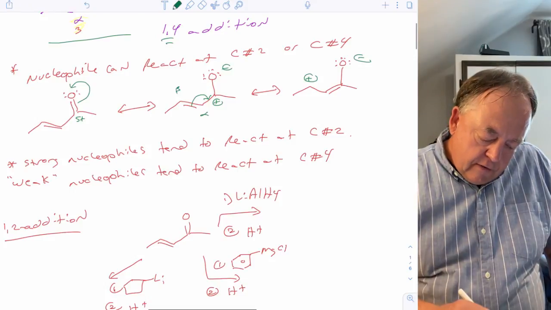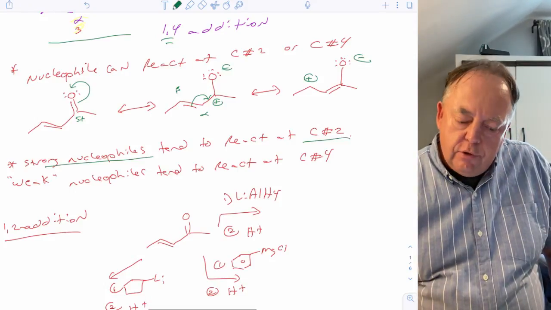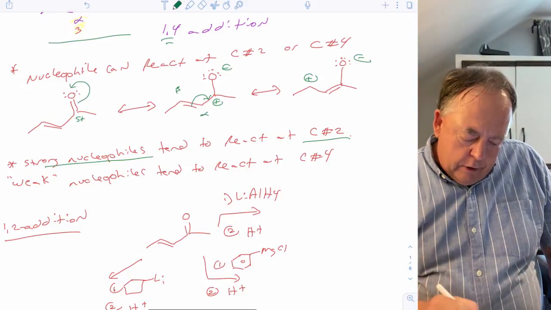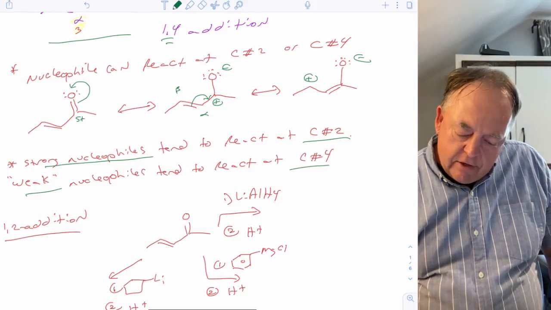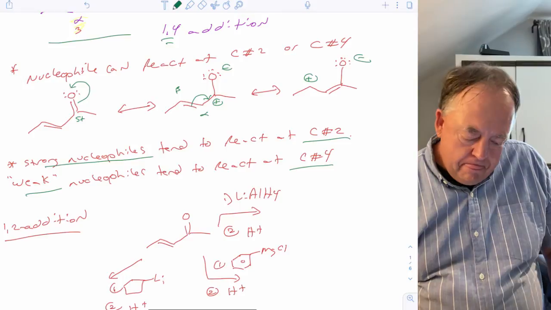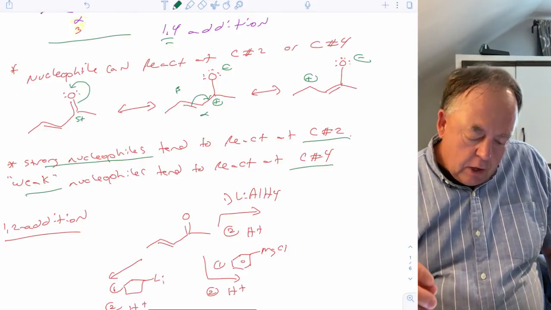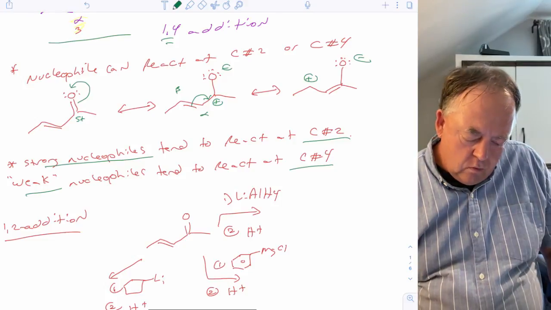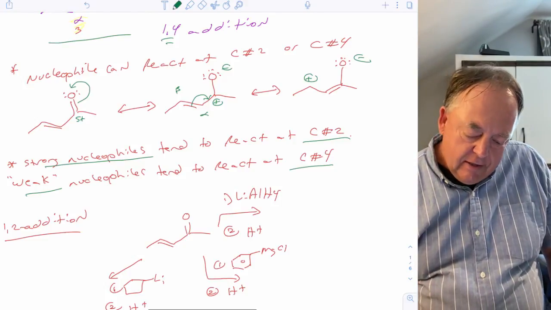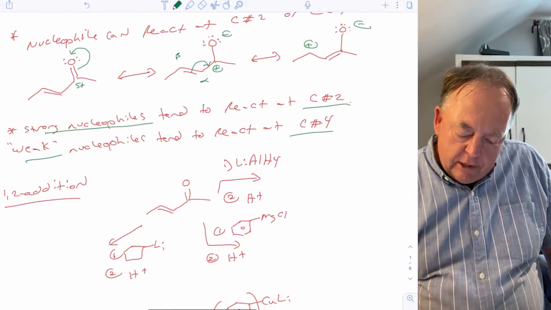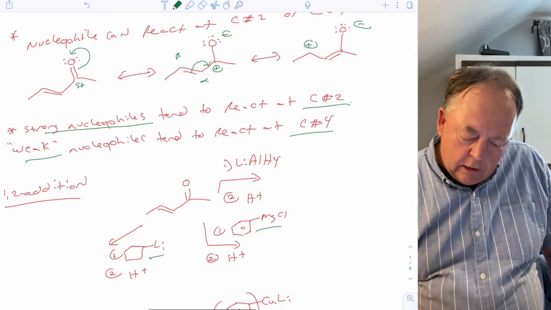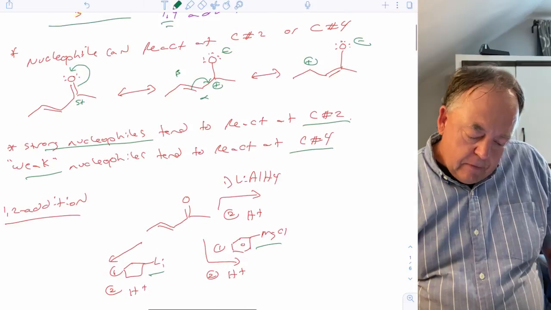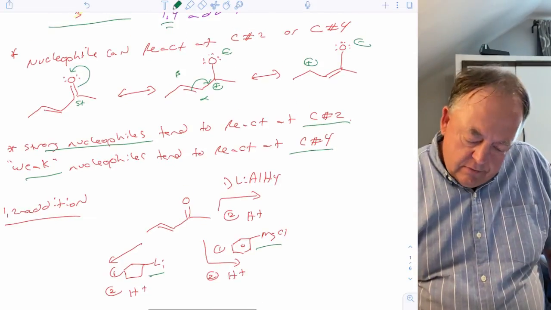Strong nucleophiles tend to react at carbon number 2, so they tend to react at the carbon-oxygen double bond. And weak nucleophiles tend to react at the beta carbon, carbon number 4. When we say weak, it's not weak in the sense of SN1 and SN2 nucleophiles, but weak relatively speaking. Lithium aluminum hydride, Grignard reagents, and organolithium reagents are very, very strong nucleophiles, and so they tend to do 1,2 additions.